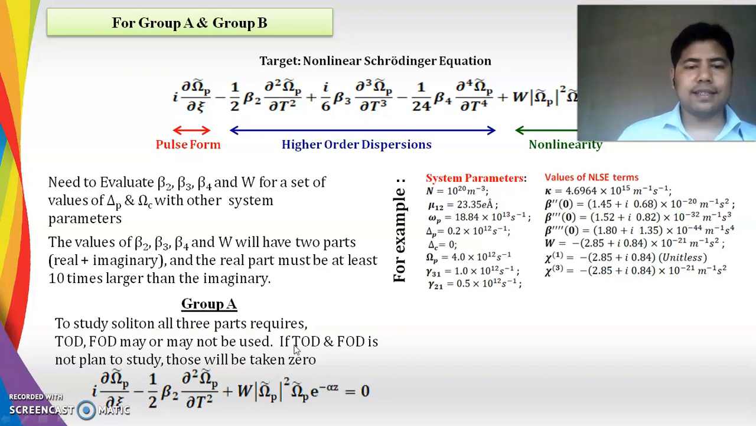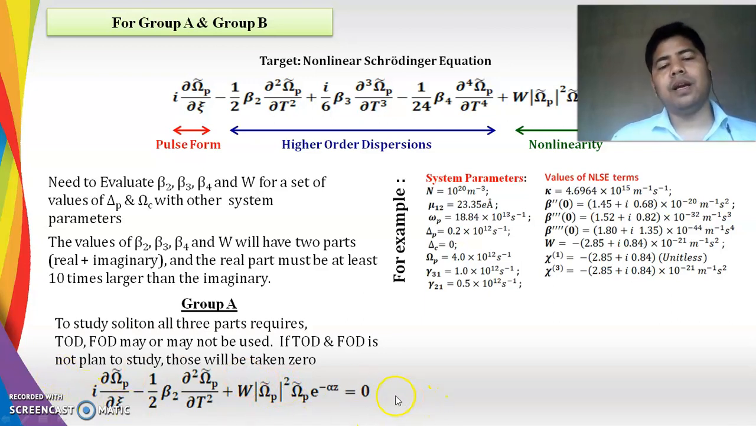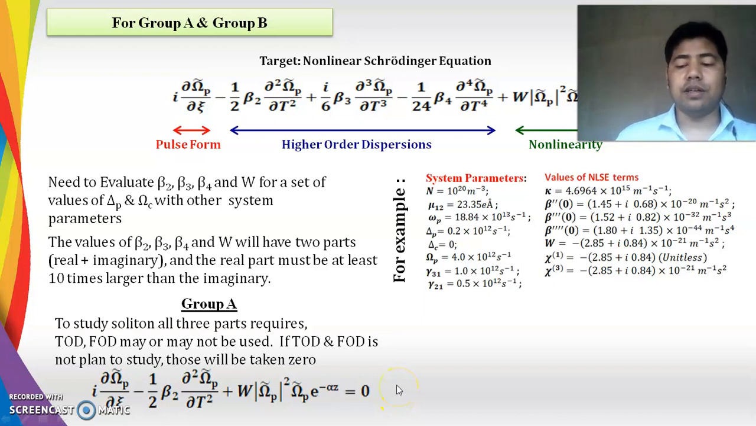So if that is the case, then the equation will become like this. Here the third and fourth order dispersion are absent. So here also we can study with this equation, the nonlinear Schrodinger equation. Also we can study the soliton, the generation and propagation of soliton.